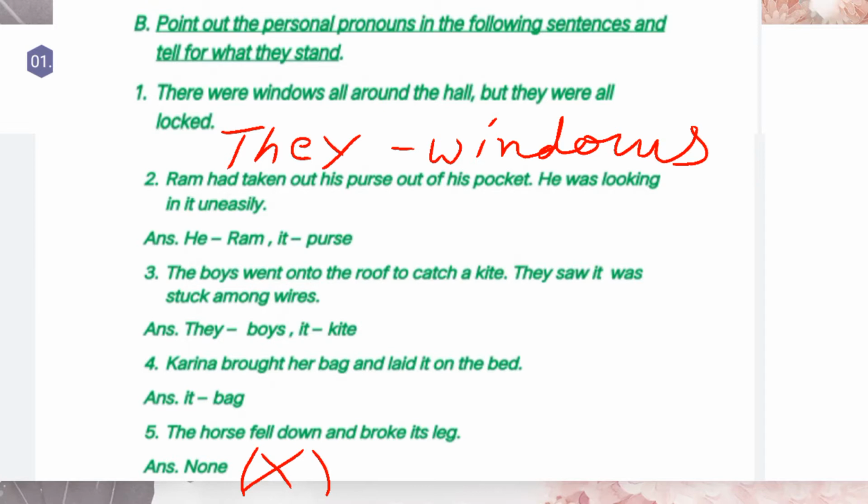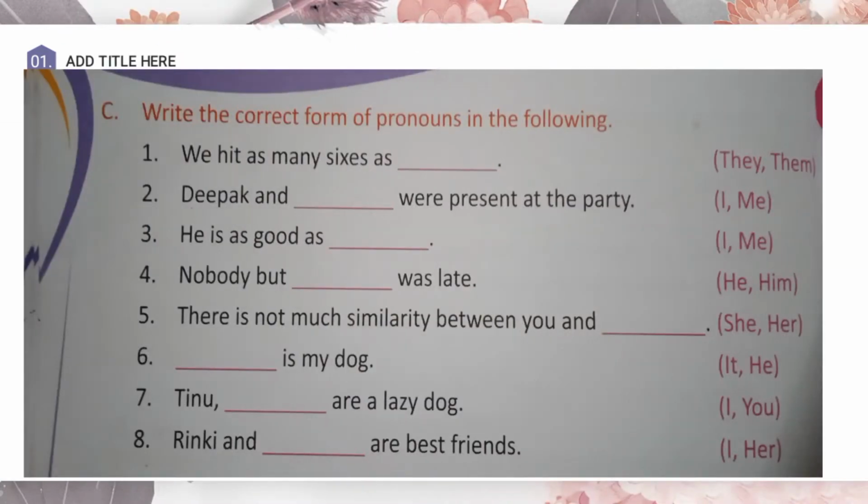Now we have next exercise C and D. Exercise C. See students, this exercise you will do in the homework. Write the correct form of pronouns in the following. You can see sentences are given here and options are also given. So you have to fill the correct word. You have to choose the correct personal pronoun and fill the answers here in the blank. So this is your homework. The topic is clear to you now. So do the homework carefully.